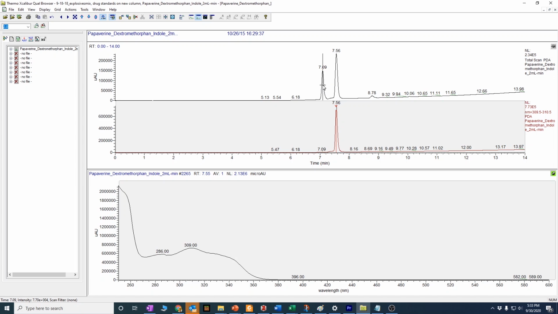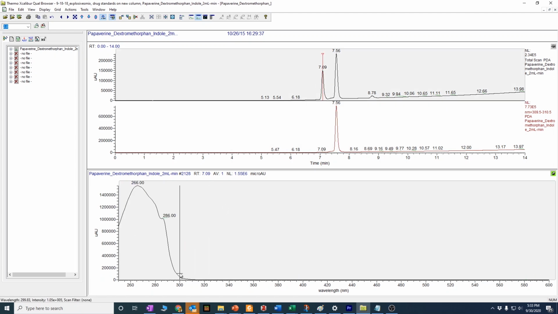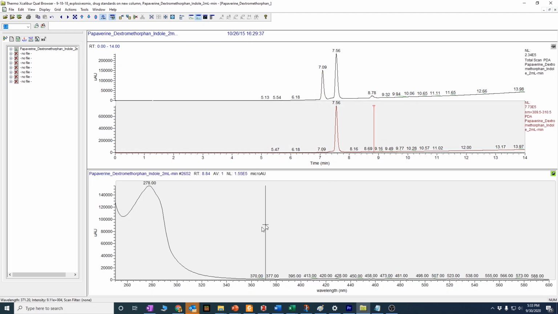So if we look at this one over here, there's not much going on at 309. So there's not much there in this way of looking at the spectrum. Same thing here. We know that there's a peak here because we see it here, but there's not much going on at 309. We're far away from the peak.